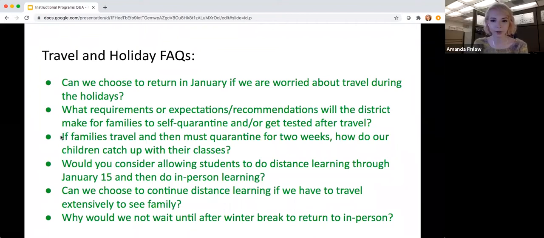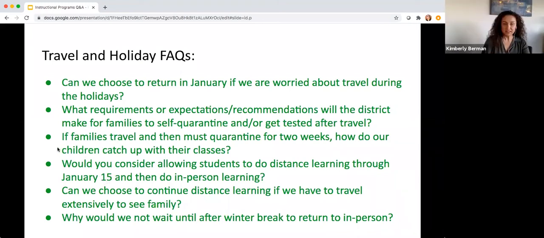If families travel and then must quarantine for 2 weeks, how do our children catch up with their classes? If a child misses school, they would receive assignments as they do now when they miss school. And so again, we ask that you be mindful of the breaks and time away from school or activities that you're involved in outside of school. We sent a pledge to all of our families this last week, and we really want you to think about pledging and committing to being part of the positive community of learners in your child's classroom and thinking about different decisions and choices that you can make to help make sure our entire community stays safe during this time.